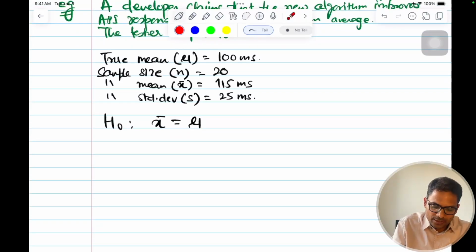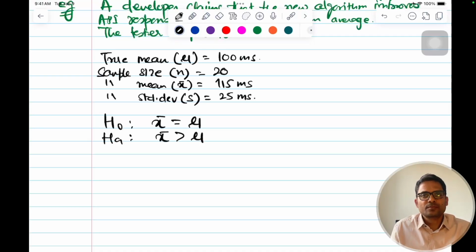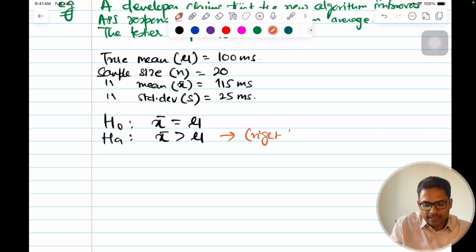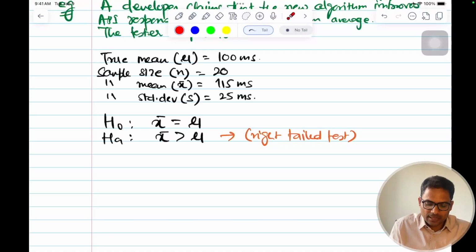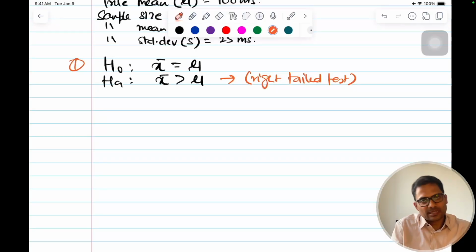But the alternate hypothesis is that no, the sample mean is greater than mu. This is greater than, which means this is a right-sided or right-tailed test. We have discussed this in the hypothesis testing video. You can check why it is right. If it is greater than, it will move towards the right side of the hypothesis. So this is your first step. Other steps also will come as it is. So we have our null and our alternate hypothesis.